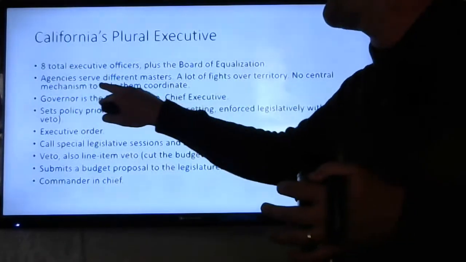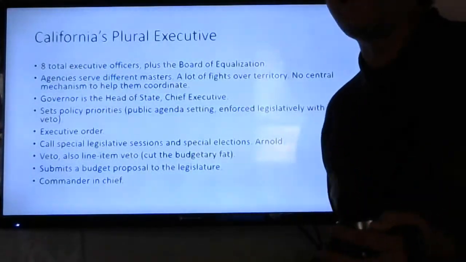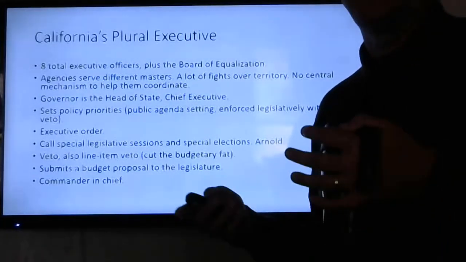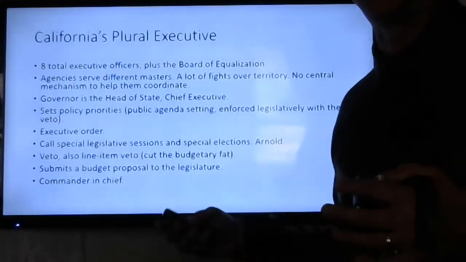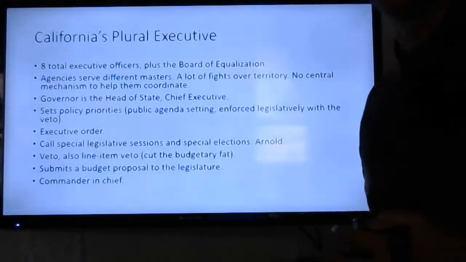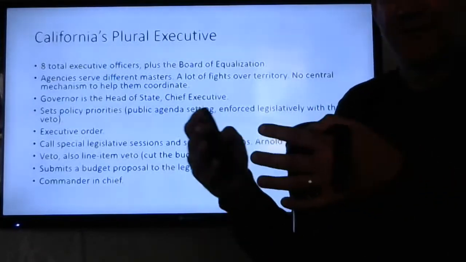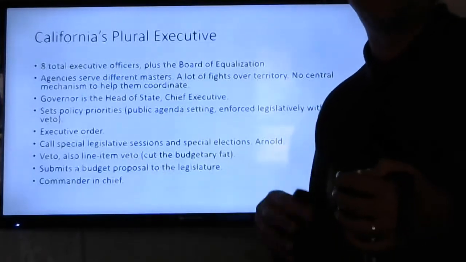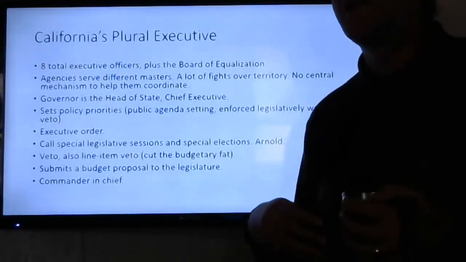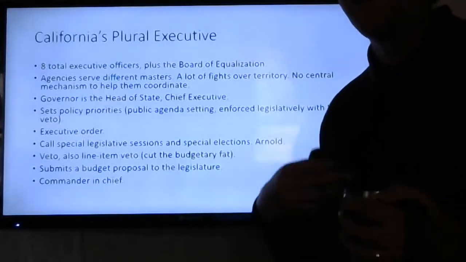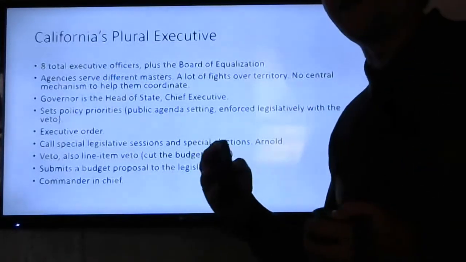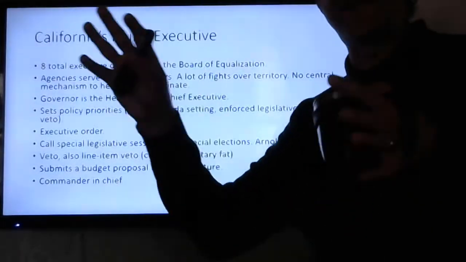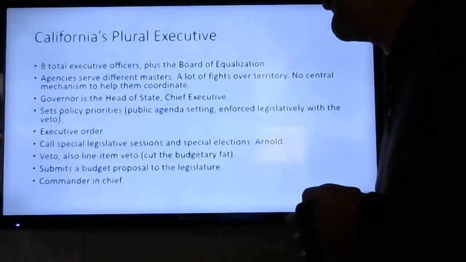But the problem is agencies frequently end up serving different masters. They have a bunch of bosses, and then your bosses get into fights over territory, right? And there's no central mechanism to help them coordinate. If you're watching Game of Thrones, they have this small council, and everybody comes and talks through their issues. There's nothing equivalent in California. Or if it was a business, you would just have a board of directors meeting, with the CFO, the CEO, and everyone there. They talk through their problems. California doesn't have that. Everyone's just out there doing their own thing. I was elected, I'm going to do what I want to do.